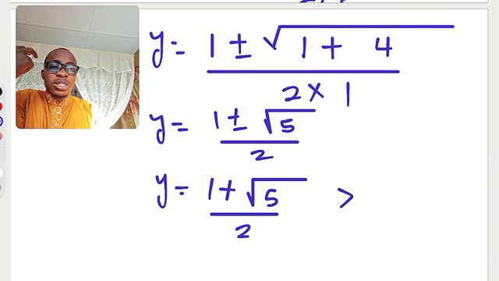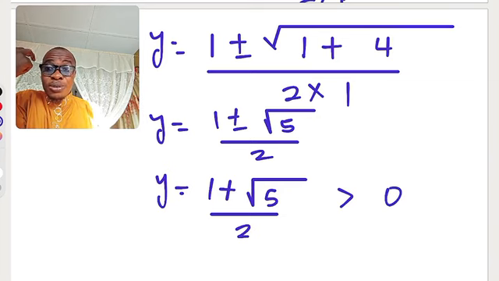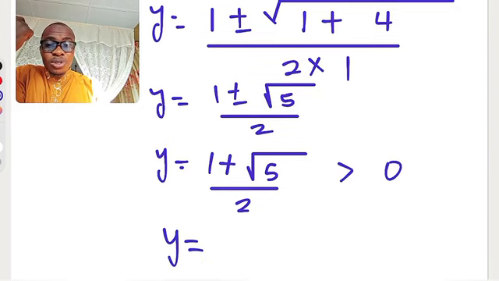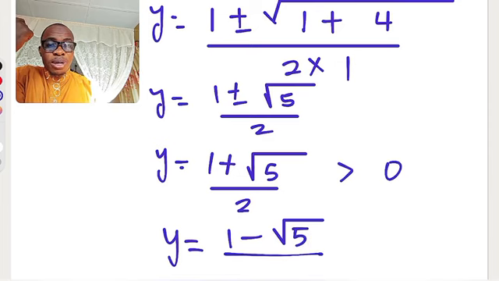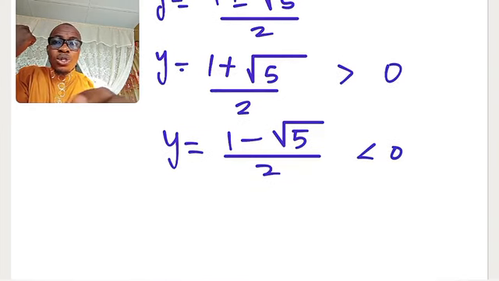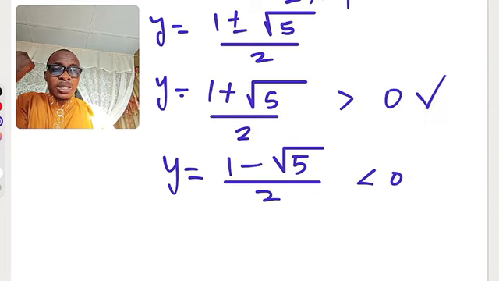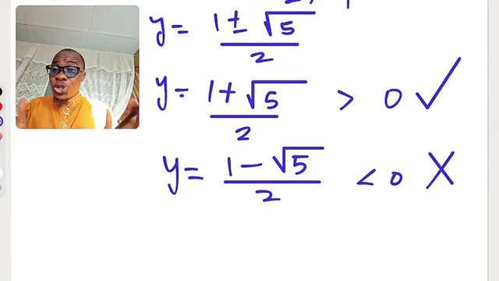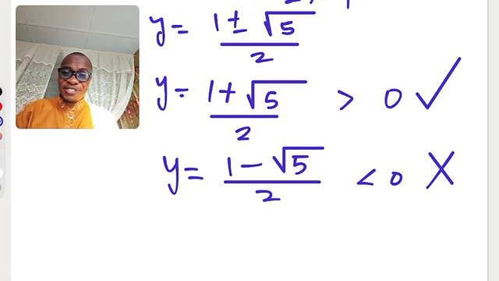And this is the value of y that is greater than 0. This is the one we are going to consider. Then y will be equal to 1 minus the square root of 5 divided by 2, which is less than 0, which is negative. So we discard this. We are not going to use the one with negative.